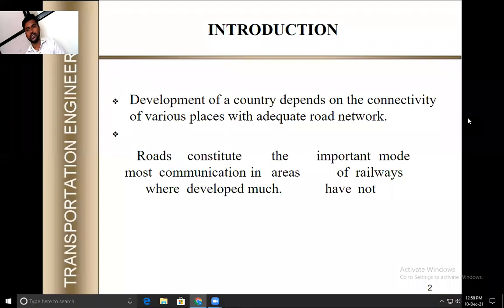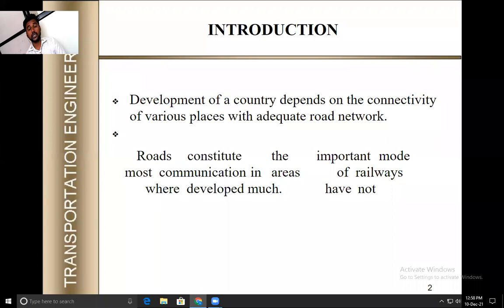So what is the pavement and why is it necessary? Before starting that, we should understand the role of roads whenever we are dealing with the development of the country. All the development of the country depends on the roads that are available in your country. It directly affects the development of the country.